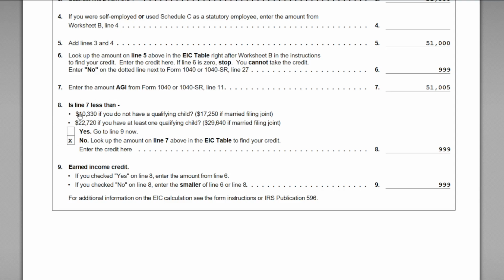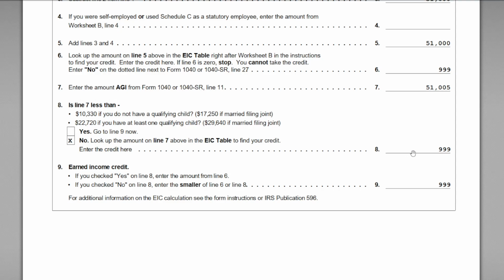Line 8: is line 7 less than $10,330 if you do not have a qualifying child? Well, that doesn't apply to us because we do have qualifying children, and it's not less. Or is line 7 less than $22,720 if we have at least one qualifying child? And the answer is no, right? So we're going to enter no, and it asks us now to look up the amount on line 7 using the EIC tables again.